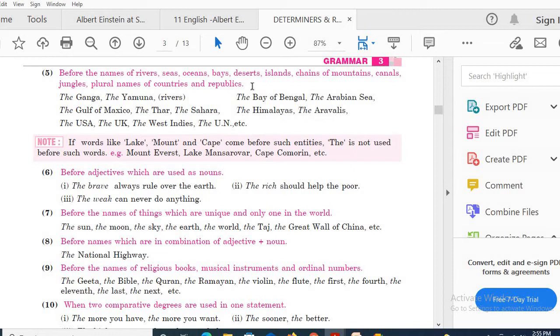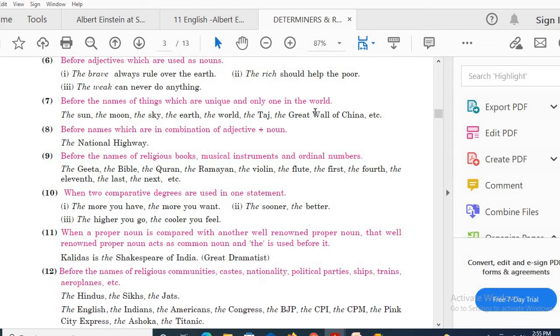Okay, name of countries, the West Indies, the USA, the UK, the UN. The UN is actually related with United Nations. Okay, so in all these cases we are using the definite article the. Okay, now see before adjectives which are used as nouns, there also we are using the. Just like this one, the brave always rule over the earth, the rich should help the poor. So in these cases again the is used.